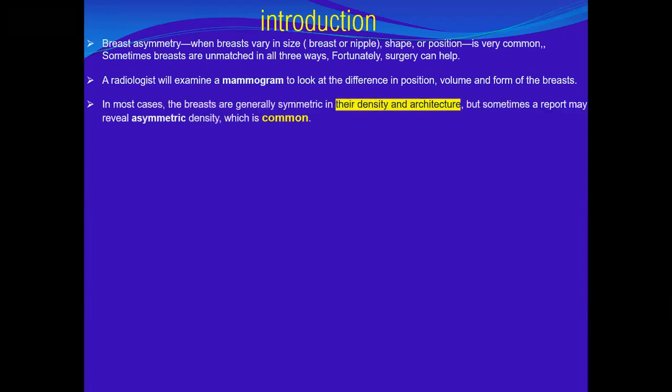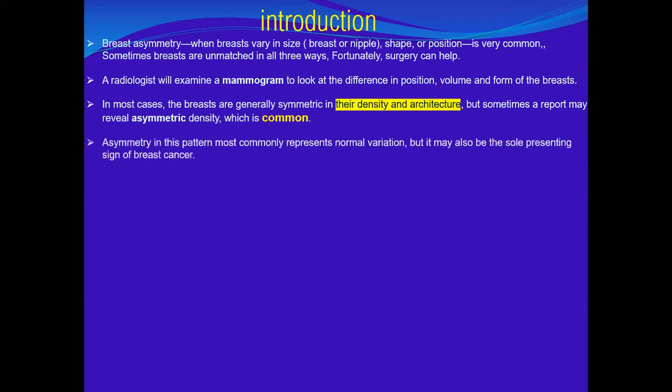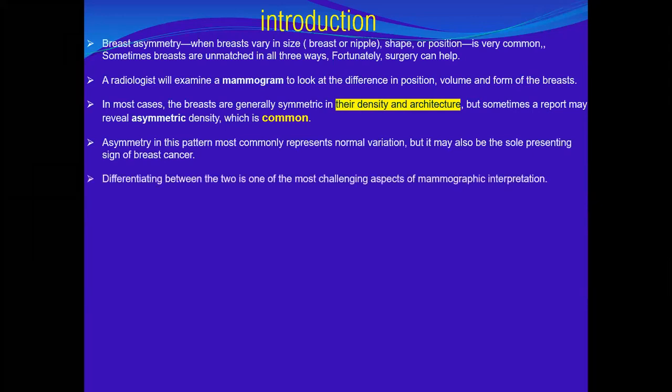The radiologist will examine a mammogram to look at the difference in position, volume, and form of the breast. In most cases, breasts are generally symmetric in their density, architecture, and composition, but sometimes reports reveal asymmetric density, which is a common finding. Asymmetry in this pattern most commonly represents normal variations, but may also be the sole presenting feature or sign of cancer. Differentiating between normal variations and suspicious findings is the most challenging aspect of mammographic interpretation.